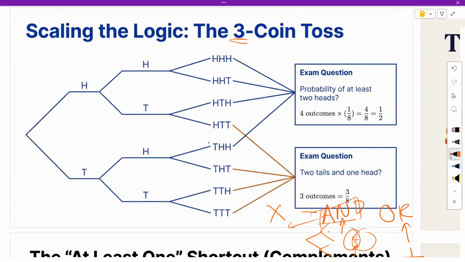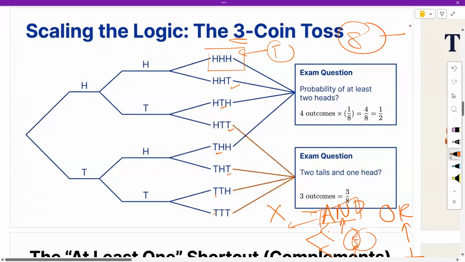If somebody asks you, what is the probability of getting at least one tail? Here we have one tail, one tail, one tail, and tail, tail, tail. This is the event where we are not getting any tail. Altogether there are 8 outcomes, but in only one outcome we are not getting a tail.